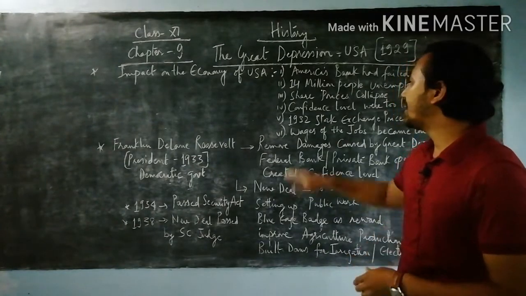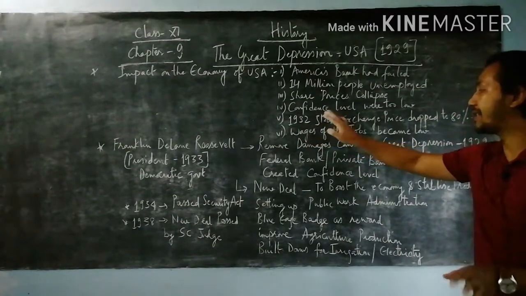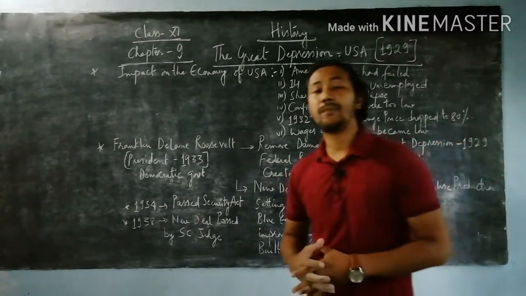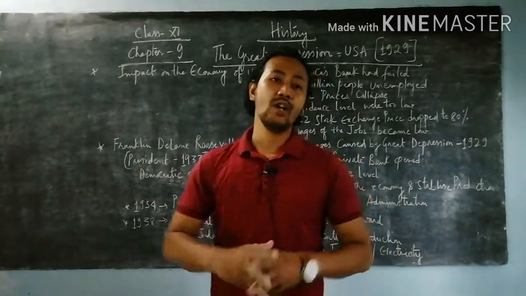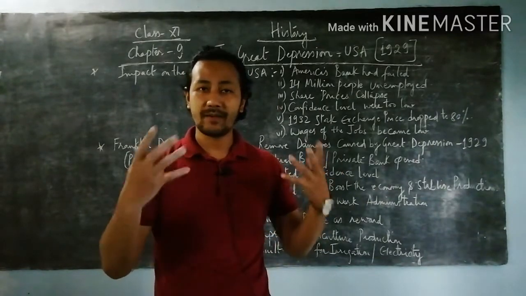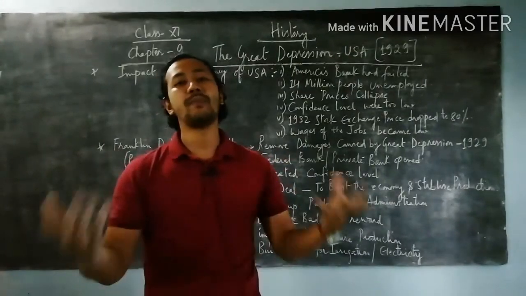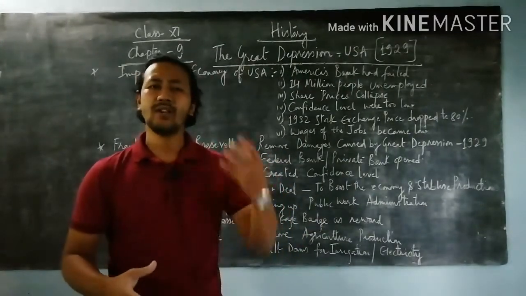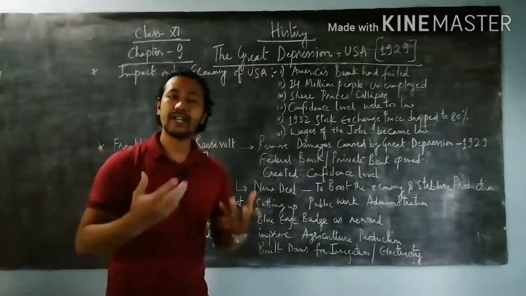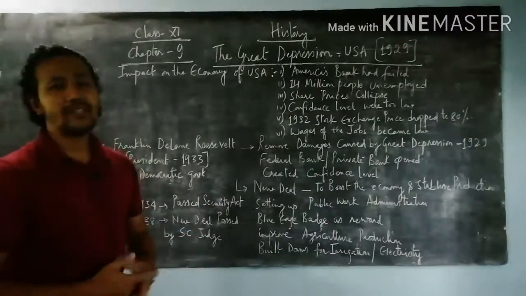Fifth point, in the year 1932, after nearly 3 years, stock exchange prices dropped by 80%. Whatever money people had already put in the stock exchange market went totally down by at least 80%. Everywhere people were facing lots of losses on the money they had invested in the share market or in factories or any such exchange.